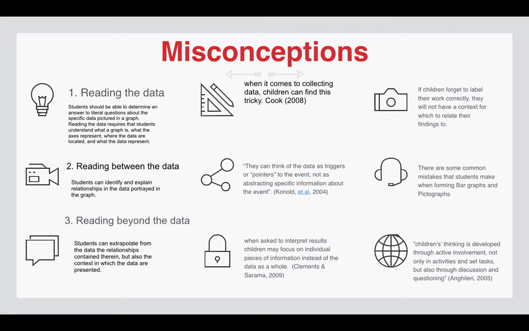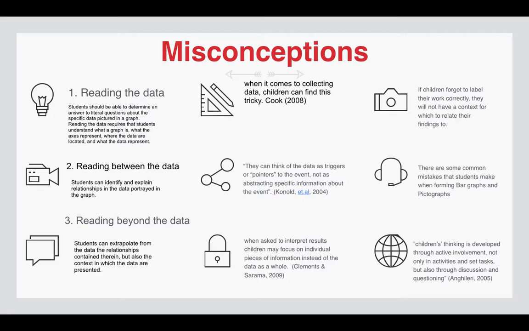Number two, reading between the data. Students can identify and explain relationships in the data portrayed in the graph. This requires that students understand not only the basic structure of the graph, but also make sense of variation in values or types of data portrayed. Number three, reading beyond the data. Students can extrapolate from the data the relationships contained therein, but also the context in which the data are presented, using the graph to answer questions that extend beyond the data contained in the graph.